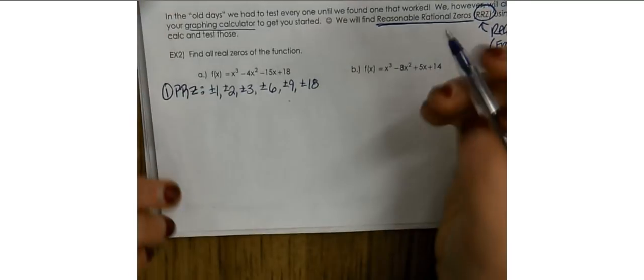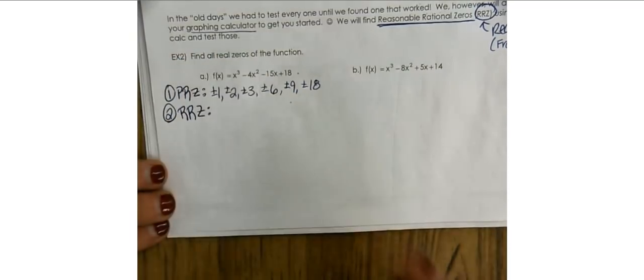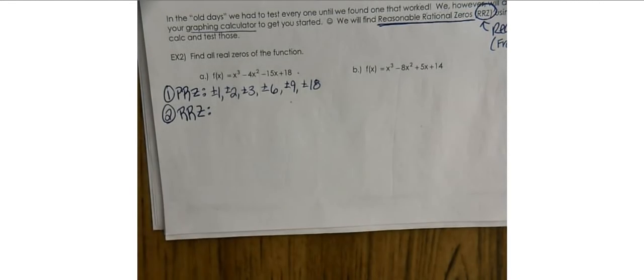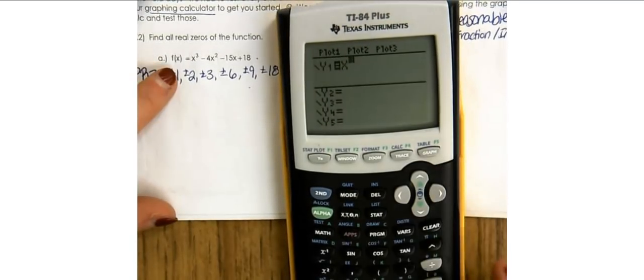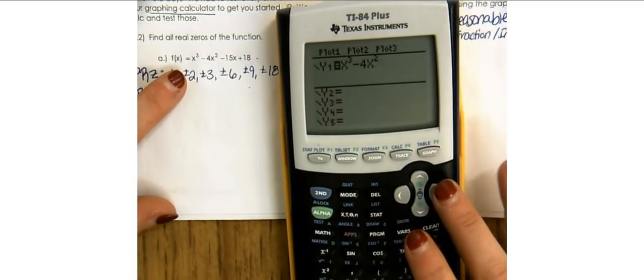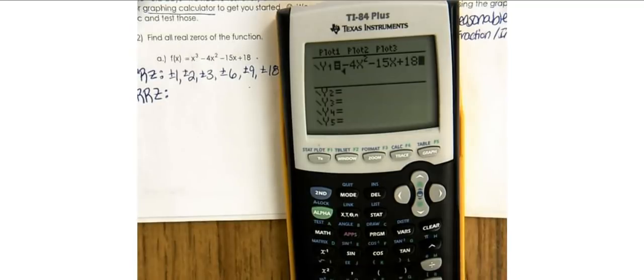Like I said, back in the day, you would have to test every single one until you found one that worked. But now what I'm going to do is I'm going to put this function into my graphing calculator, and I'm going to find a reasonable rational zero, a number that actually worked. So I'm going to put into my calculator the function x to the 3rd power minus 4x squared minus 15x plus 18. If you have a graphing calculator, I encourage you to do the exact same thing that I'm doing right now.